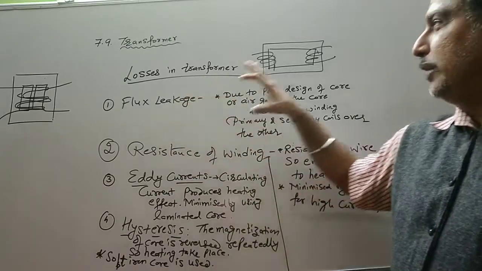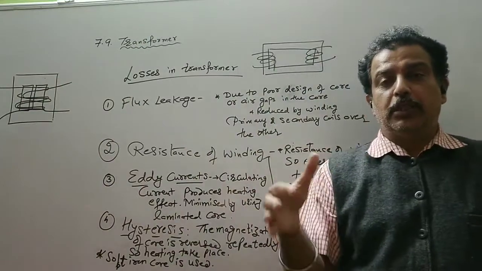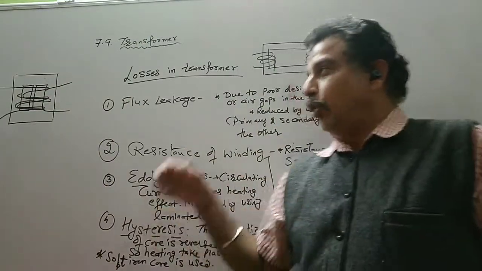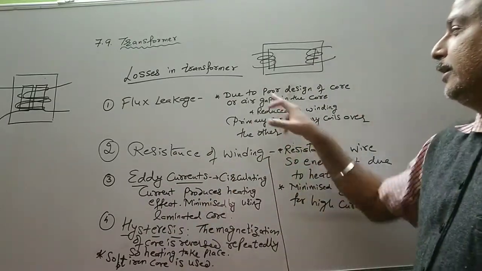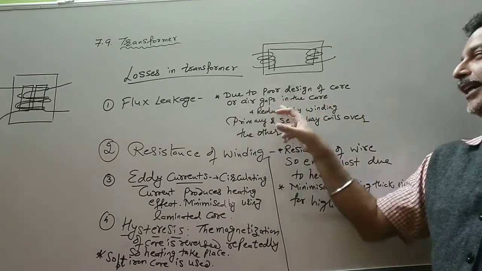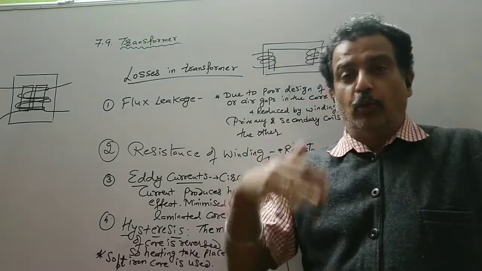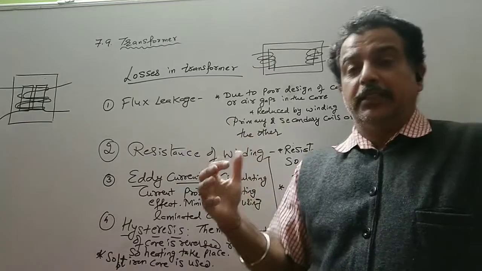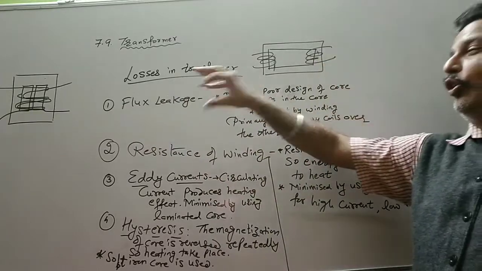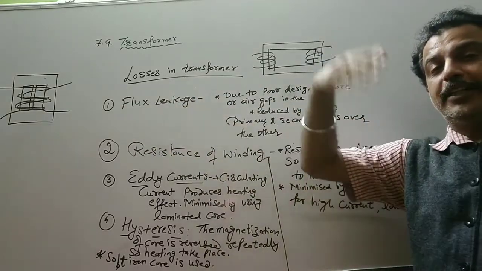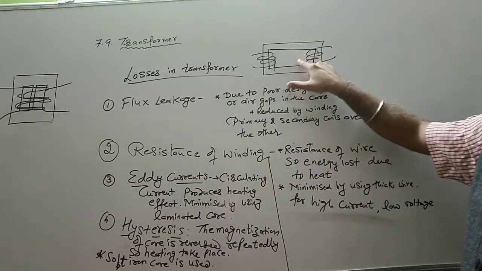Now see, we have made two types of construction. In this, one coil of primary was wound over the secondary coil. So both the coils, primary as well as secondary, were wound over each other. However, due to poor design of the core or an air gap in the core, if the wires are not wound properly one over the other, then there is a possibility of flux leakage. It means it is possible that all the flux produced in the primary does not get linked with the secondary, and this happens in such a type of transformer because we have an air gap here.